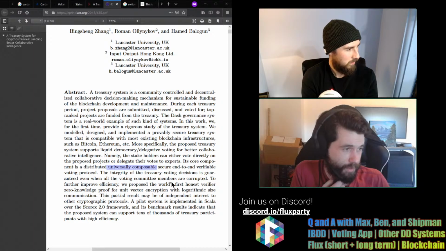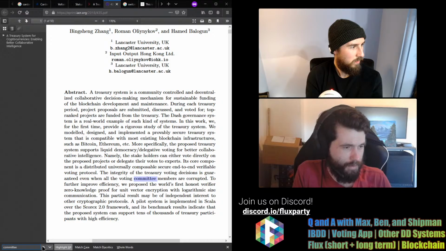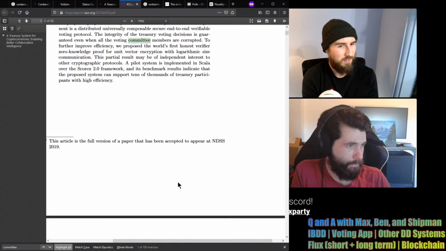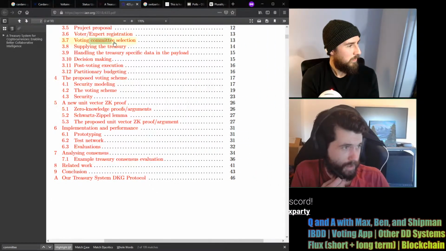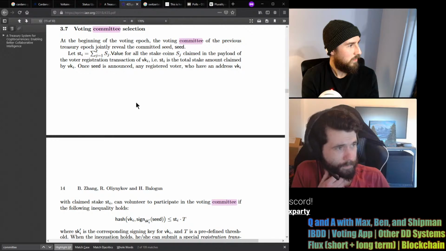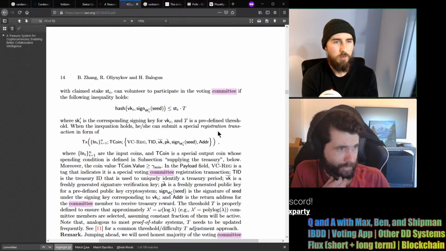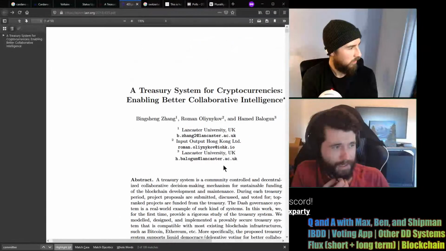The integrity of the Treasury voting decisions is guaranteed even when all the voting committee members are corrupted. So, is the Treasury people, or what's the committee members doing? Do we have any mention of committee members here? I'm not sure what committee members are or do. Unless it would be the. Yeah, I've got no. I'd just be guessing. Voting committee selection, 3.7. So, why is there a voting committee selection in liquid democracy? Is it connected to the Treasury? Because there's a Treasury to fund the development of the network, which is funded from transactions on the network, I think. I mean, they were going on before about how this is truly decentralized.